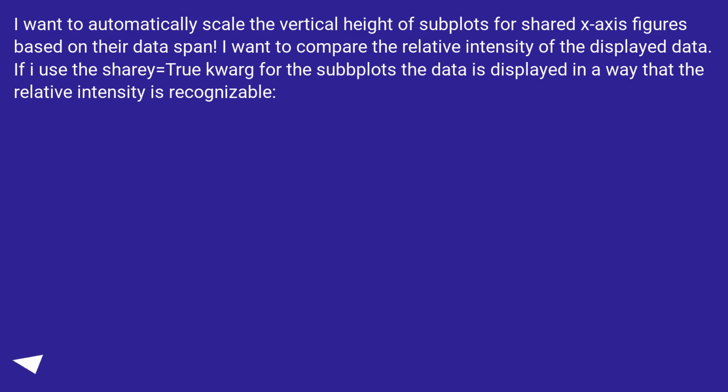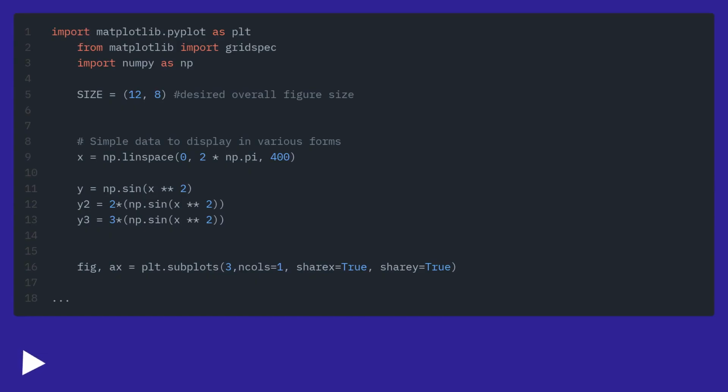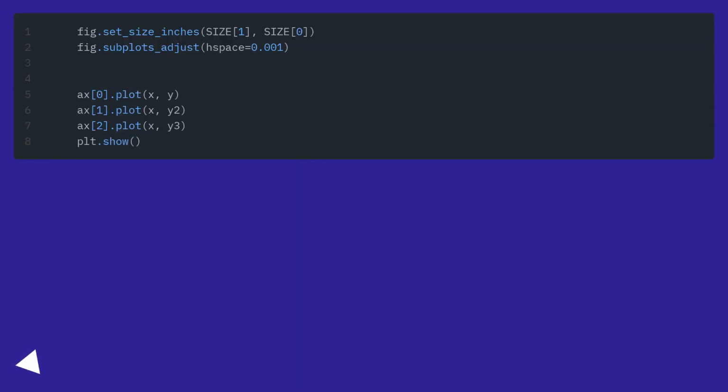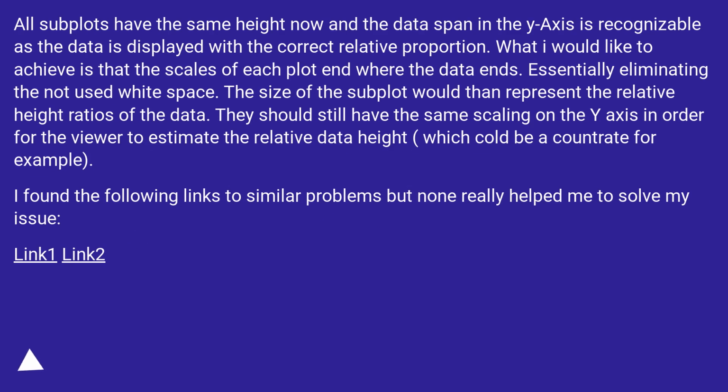If I use the sharey equals True kwarg for the subplots, the data is displayed in a way that the relative intensity is recognizable. All subplots have the same height now, and the data span in the y-axis is recognizable as the data is displayed with the correct relative proportion.